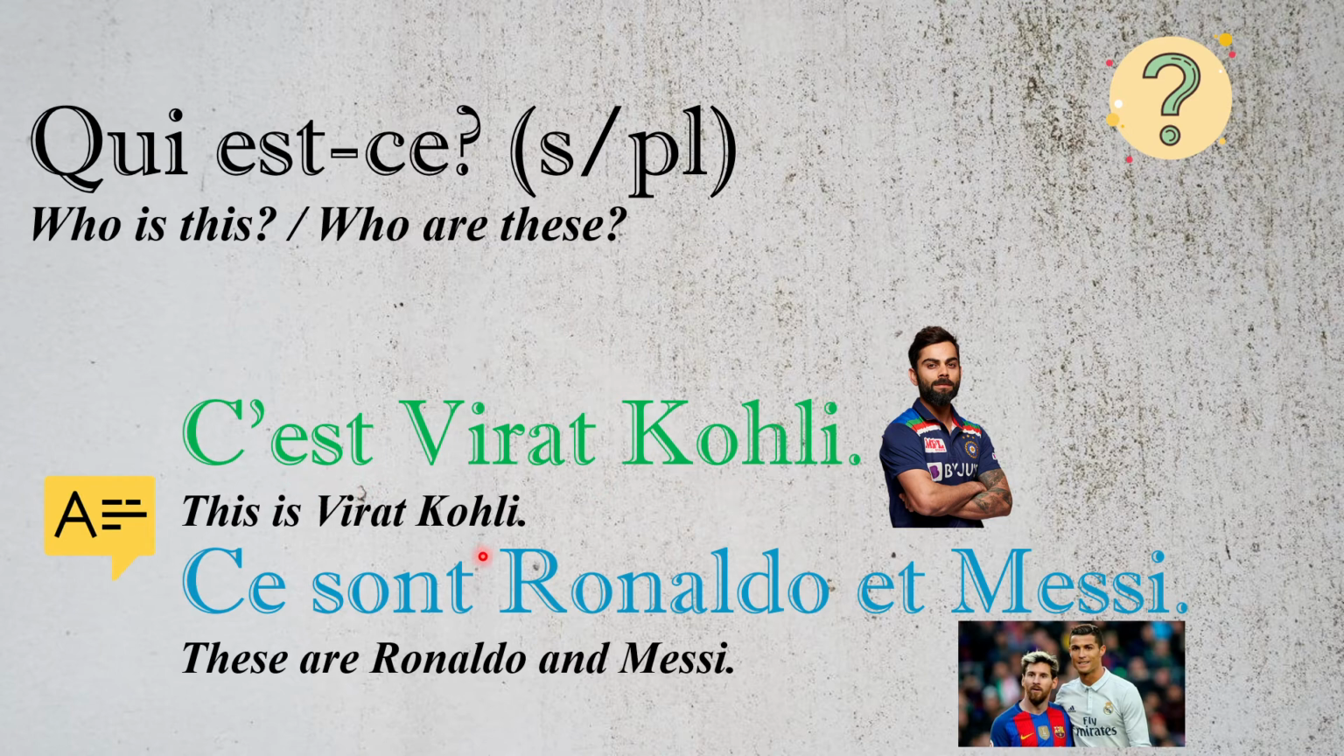For one person, you will use c'est. For two or more people, for the plural, you will use ce sont. C'est changes to ce sont in the plural. Ce sont is these are. So supposing I bring Ronaldo and Messi into the room, your answer will not be c'est Ronaldo et Messi. Your answer will be ce sont Ronaldo et Messi. So qui est ce is the question for who is this or who are these. Your answer will be c'est if it's in the singular and ce sont if it's in the plural.